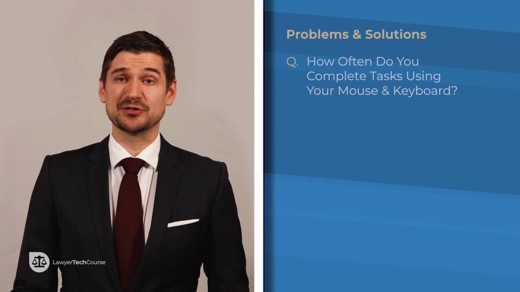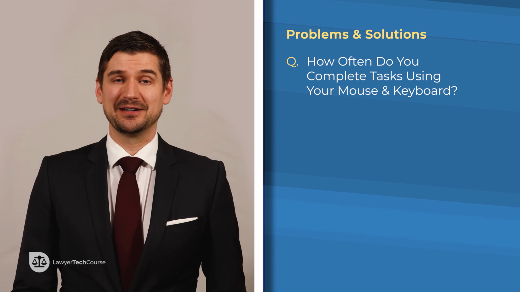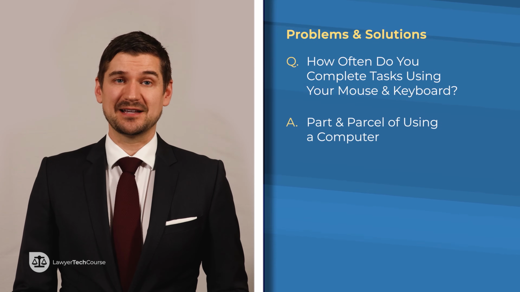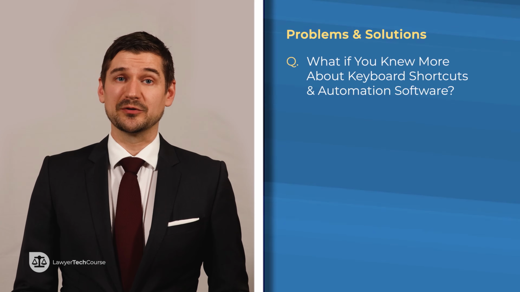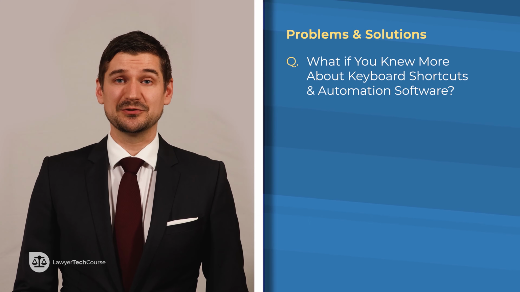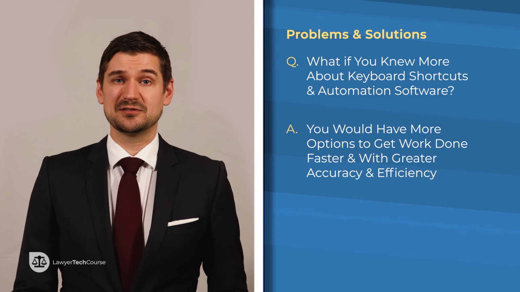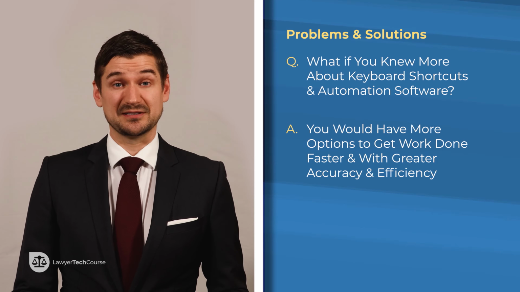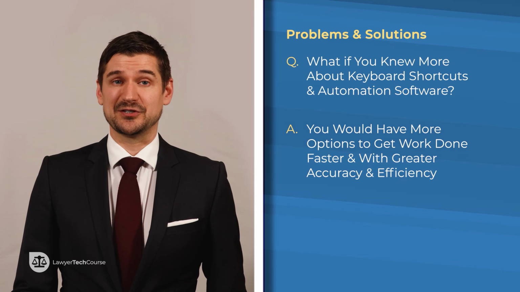How often do you use a combination of mouse and keyboard actions to complete tasks on your computer? You likely do this on a regular basis, as this is part and parcel of using a computer. What would happen if you knew more about using keyboard shortcuts and had more knowledge about the kinds of software that can be used to automate work? You'd have greater opportunities to use different options, ranging from relatively simple to relatively complex, to get work done faster and with greater accuracy and efficiency.